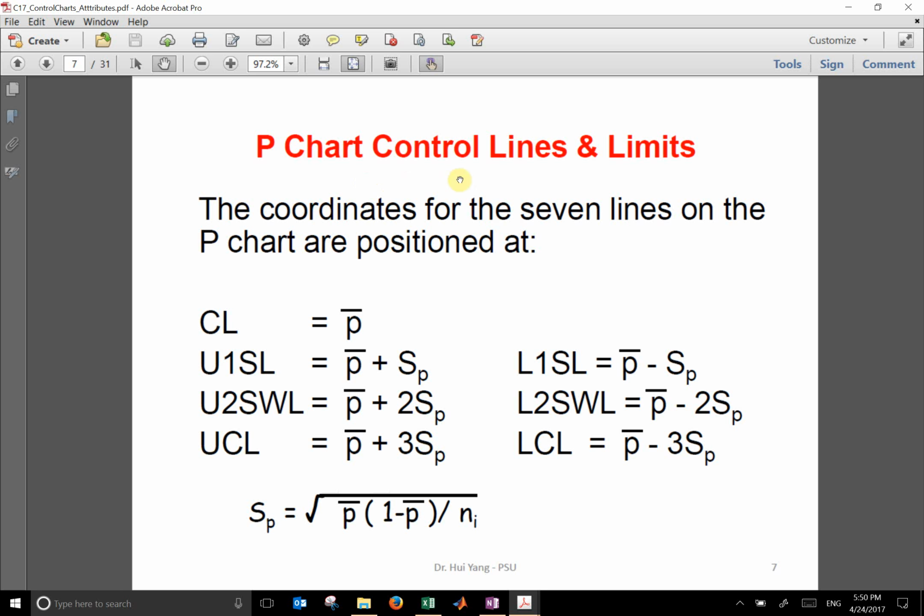The P control chart has 7 lines. The most important 3 are the center line, the upper control limit and the lower control limit, at plus and minus 3 standard deviations. The warning limits are at plus and minus 2 standard deviations, and there are also 1 standard deviation lines. SP equals the square root of P bar times 1 minus P bar, over N.